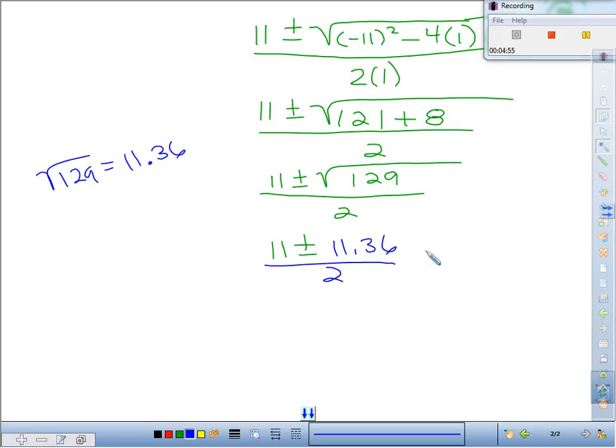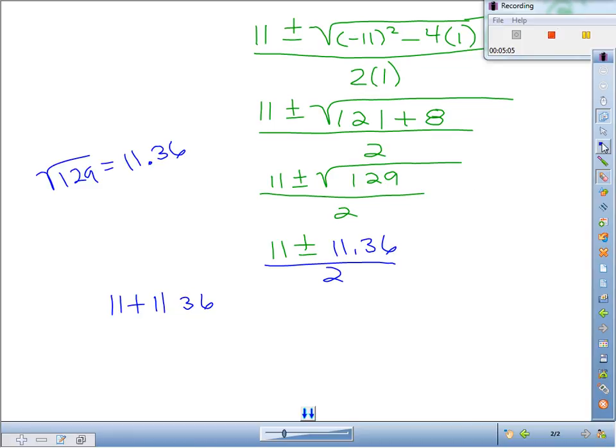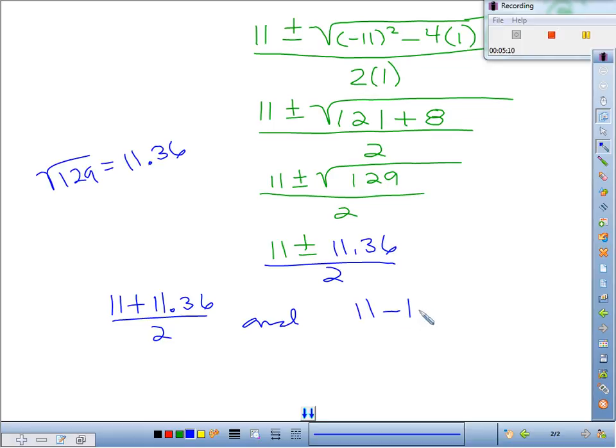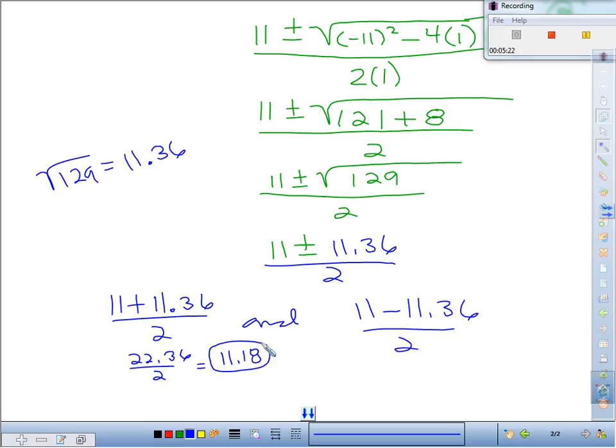I'm going to come over here. I got an 11 plus 11.36 divided by 2, and I got an 11 minus an 11.36 divided by 2. And those will be my two answers. So what is that, 22.36 over 2? I think I can do that, 11.18 for the first one. And then over here, I'm going to get a negative 0.36, I believe, divided by 2. And that's going to get me a negative 0.18.